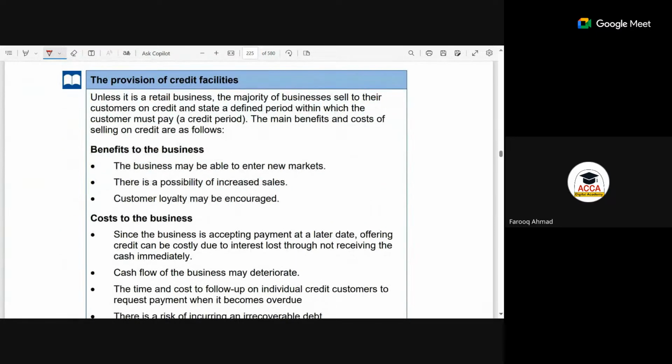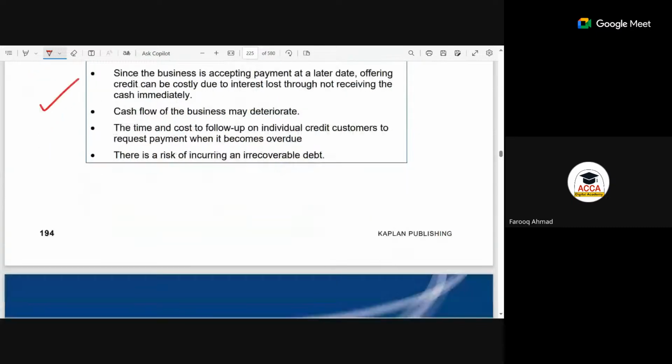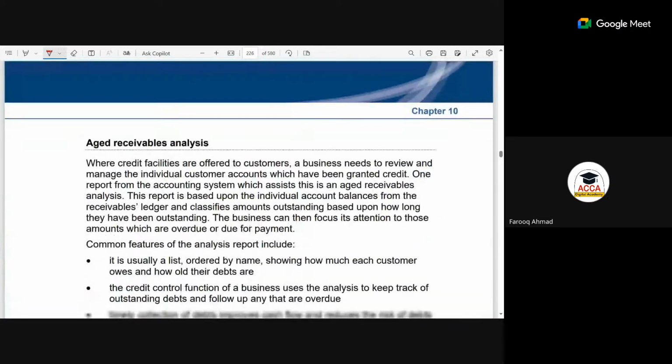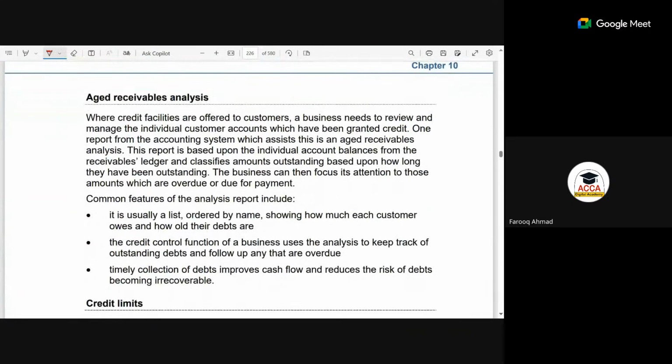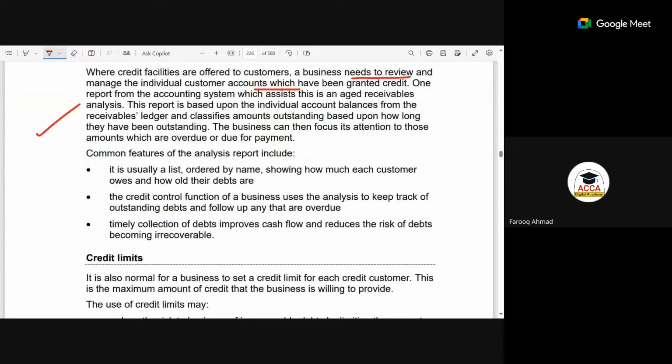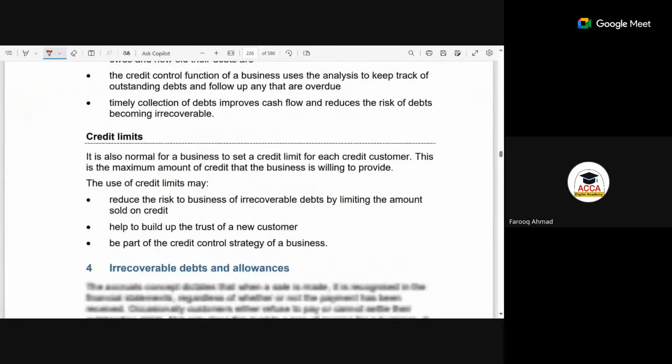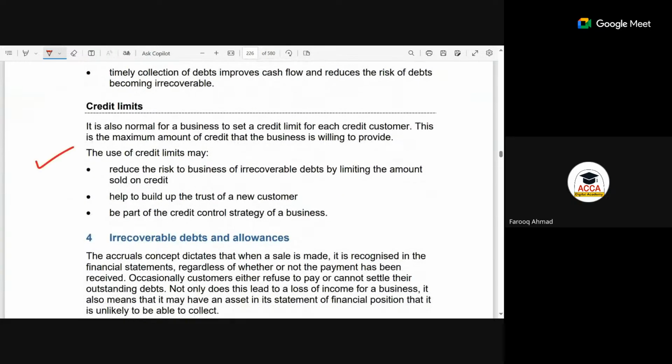The provision of credit facilities is explained further. The benefit to the business is increased sales, and they have more sales upwards. But aged receivables means how many days it takes clients to pay off. Where credit facilities are offered to customers, a business needs to review and manage the individual customer accounts which have been granted credit, how many days they take to pay off, and the credit limits they will set, and whether they reach their credit limits.